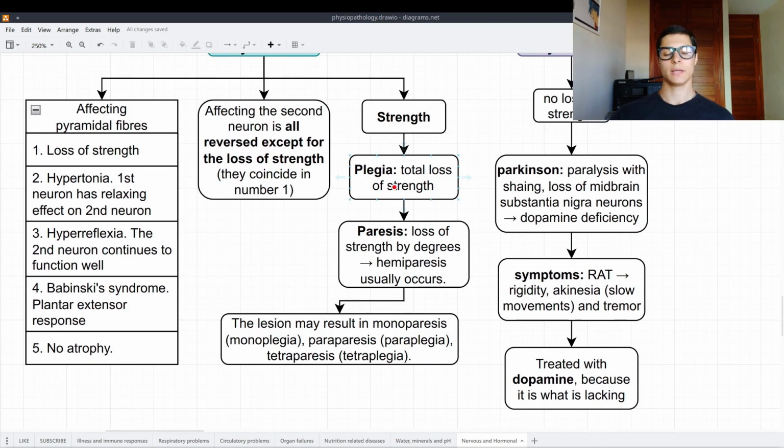Strength. We say that plegia is the total loss of strength, and paresis is the loss of strength by degrees, and hemiparesis usually occurs. The lesion may result in monoparesis or monoplegia, paraparesis or paraplegia, and maybe tetraparesis or tetraplegia.